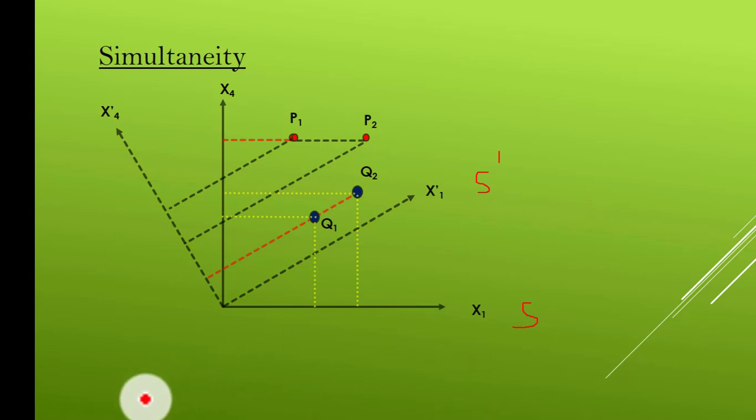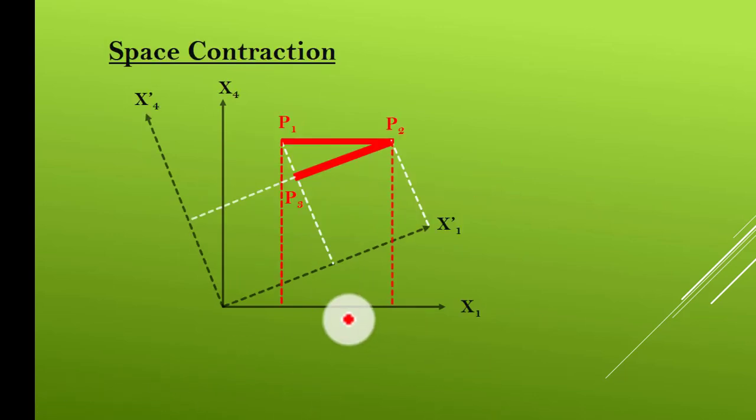Now we will discuss space contraction, or you can say length contraction. Again we are considering two frames of reference. One is the S frame of reference, and this is the S prime frame of reference. S prime is moving with velocity v, and its representation in Minkowski space is rotated through some angle, where tan theta is equal to iota v by c.